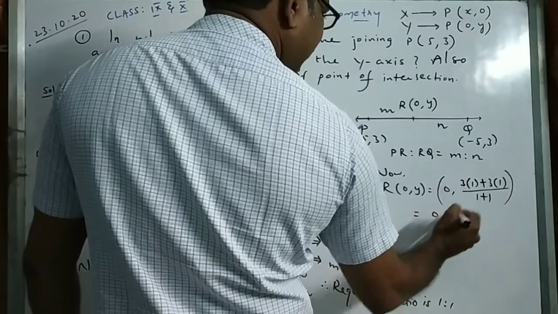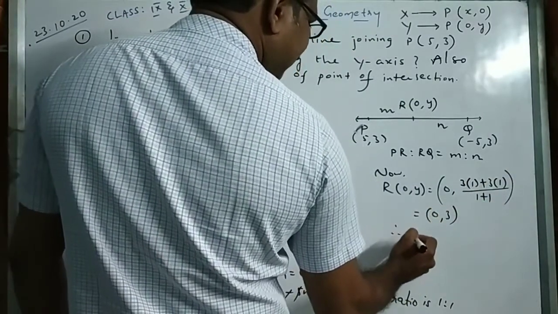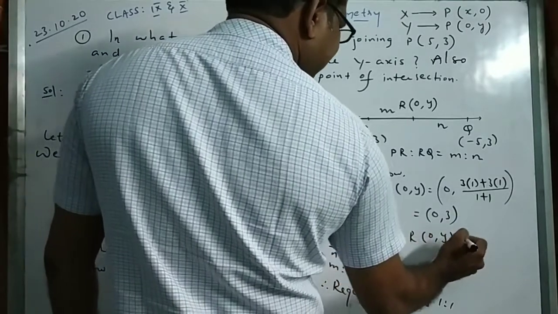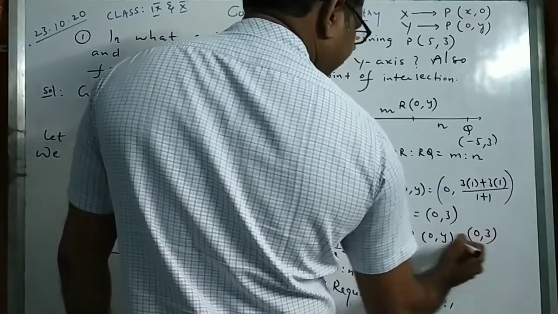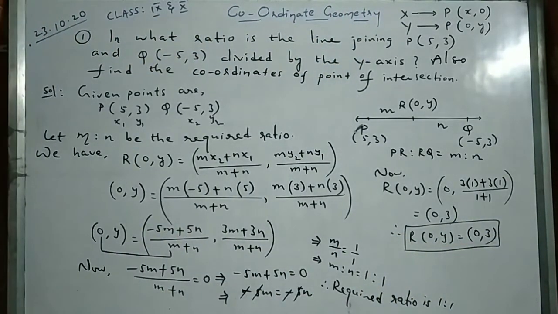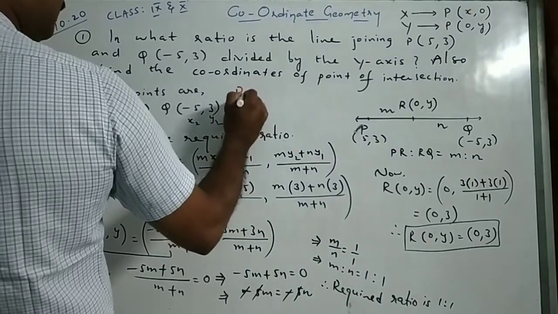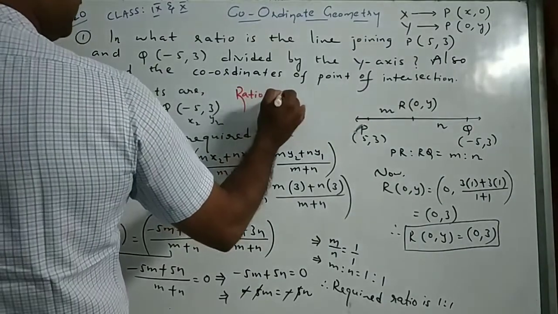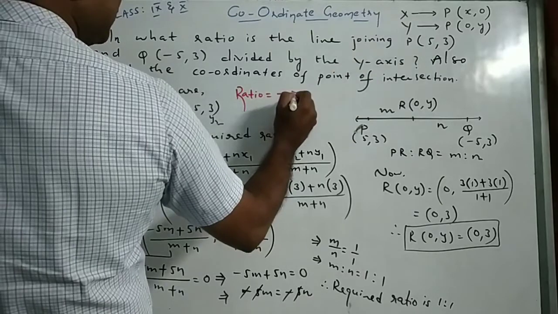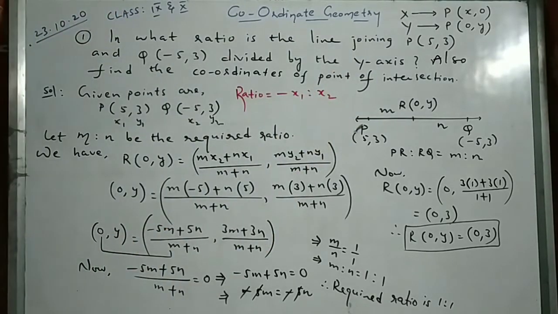So (0, 3): 3 plus 3 6 by 2 means 3. So what are the coordinates of the point of intersection? 0 comma 3. This is the final answer. Is that clear? So here I will tell you one shortcut to do this. They are asking the ratio, right? The ratio, directly you can get, since it is the y-axis, you take minus x1 is to x2. So the answer you will get directly.